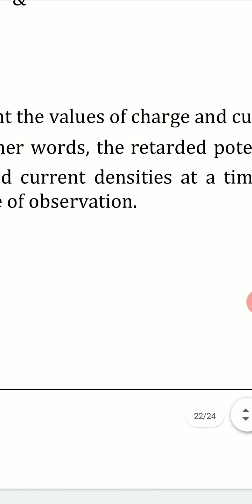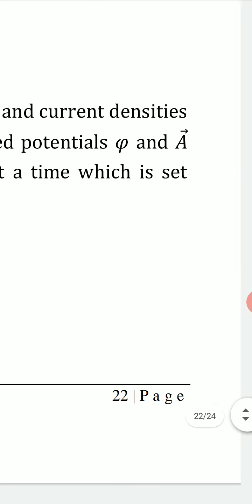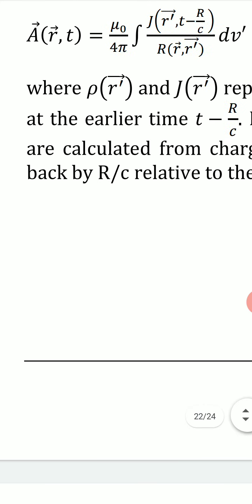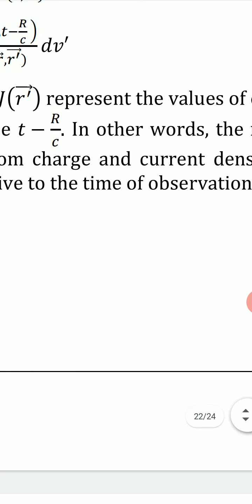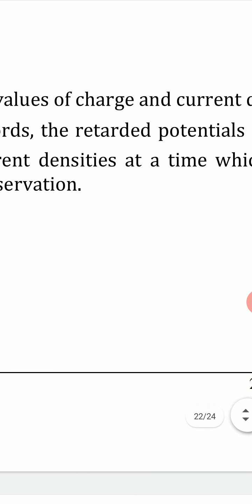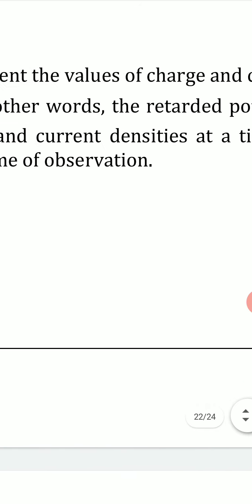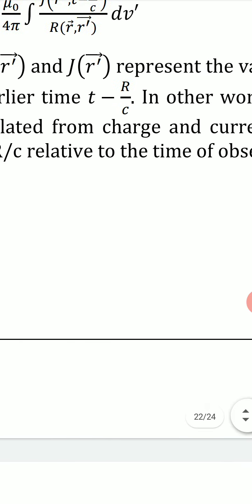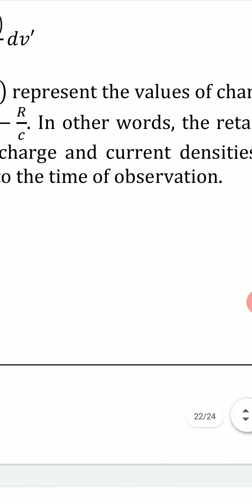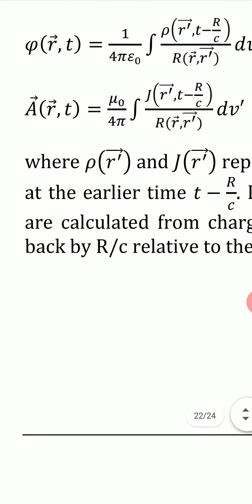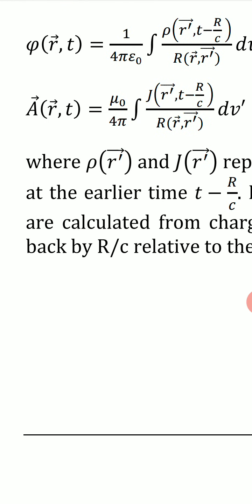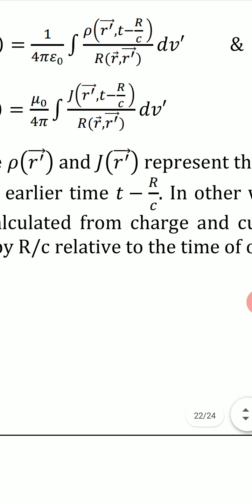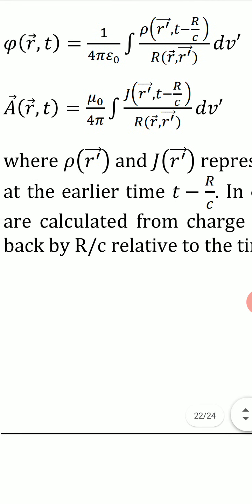In other words, the retarded potentials phi and A are calculated from charge and current densities at a time which is set back by r upon c relative to the time of observation. That's why these two potentials phi and A are known as retarded potentials, because time t is set back by this difference r upon c.